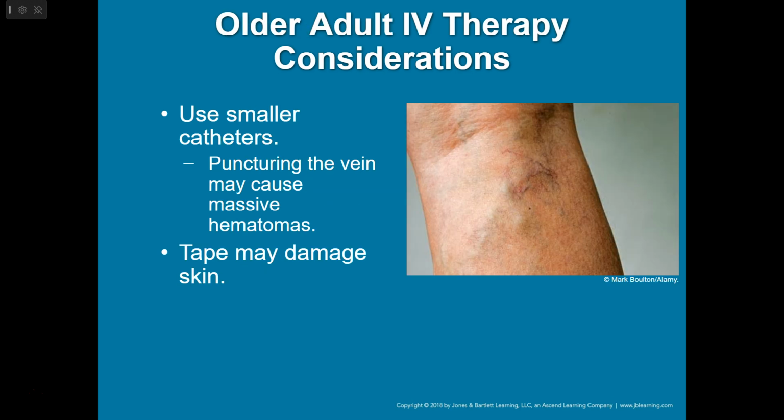All right, older folks. Use smaller catheters, of course, okay? 18 or 20 gauge is still my go-to. Puncturing the vein may cause massive hematomas. Yes, it will, especially if they're on blood thinners. You're going to cause big bruising, stuff like that. It's not fun. You want to try to occlude it, especially if you blow that IV. Try to apply pressure quickly to prevent bleeding into that arm.